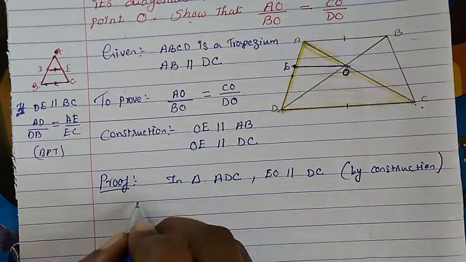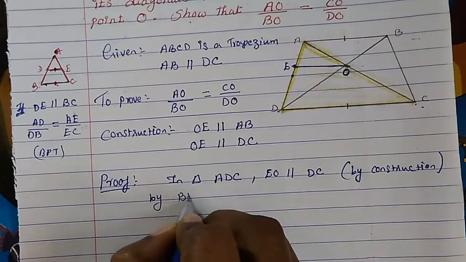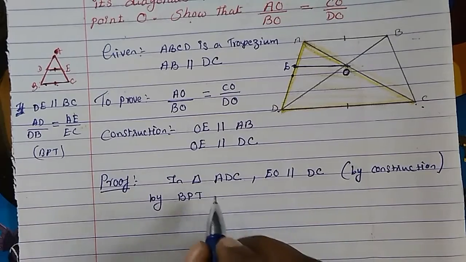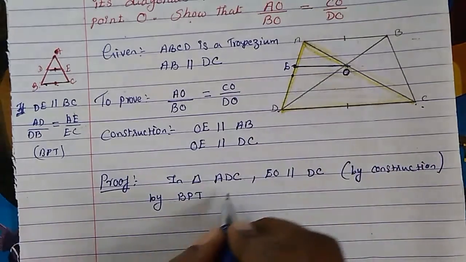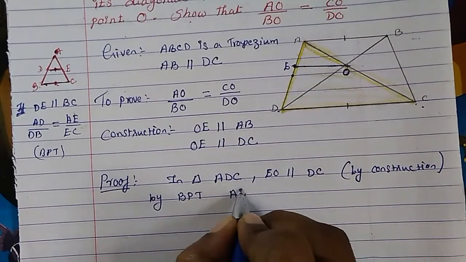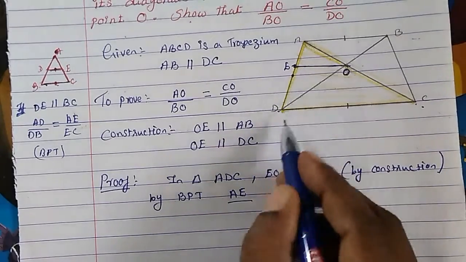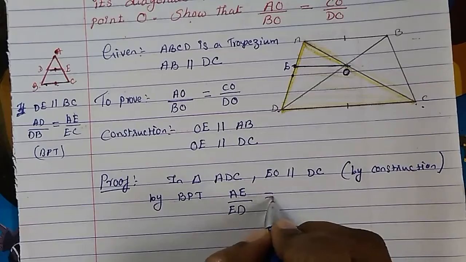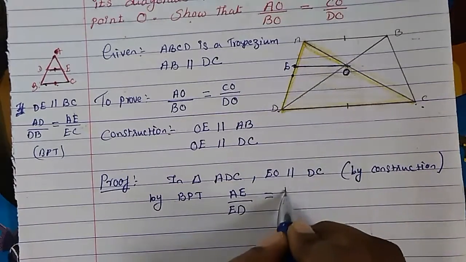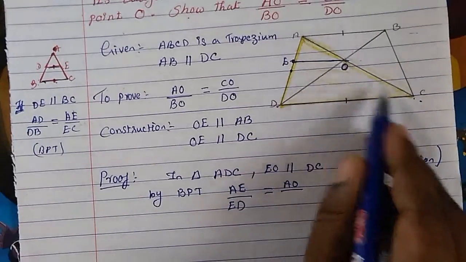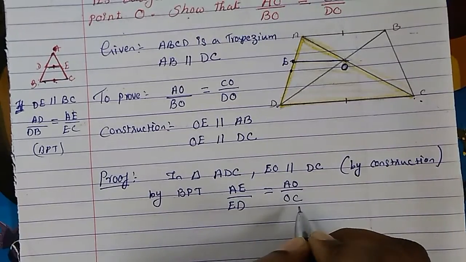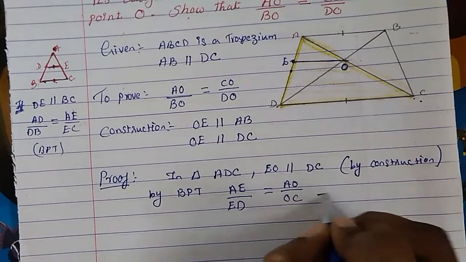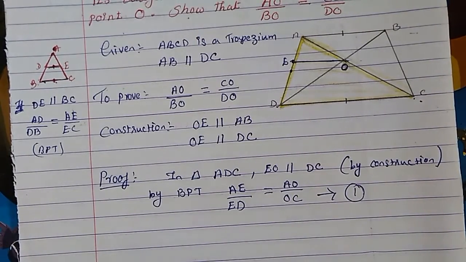So by BPT theorem, we can say AE upon ED, AD will be equal to AO upon OC. Okay, so let's consider this as equation 1.